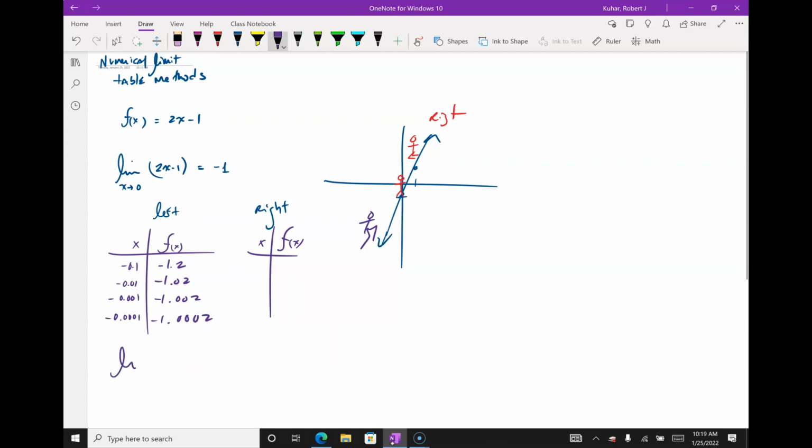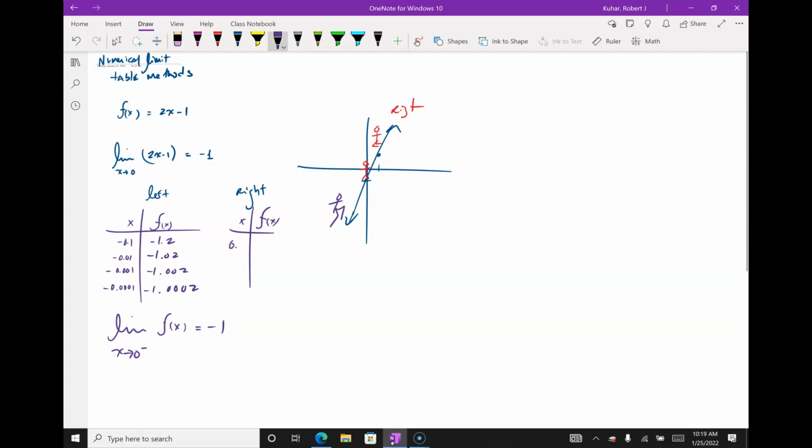And so we say that the limit as x goes to 0 from the left of f of x is -1. Look at that notation. It's a little bit weird. It's like an exponent, but it's just a negative symbol. It means from the left. From the right, I'm going to put in positive values, right? I'm trying to get as close to 0 as I can, and then see if I can make a prediction.